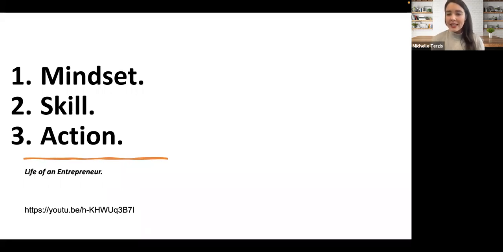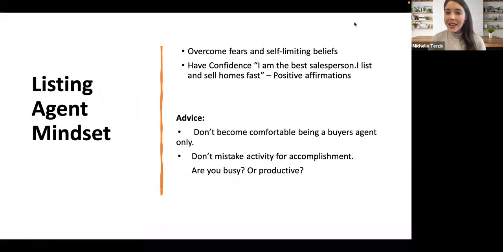Because it is a formula to get the results that you're looking for. As a listing agent, you need to make sure that you're very confident. And the reason being is, as a listing agent, you're getting the clients to pay you for a service, versus as a buyer's agent, where of course you're getting paid by the seller whose house you find for them. And so getting over self-limiting beliefs is so important.